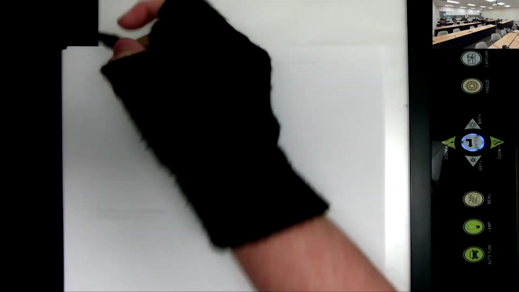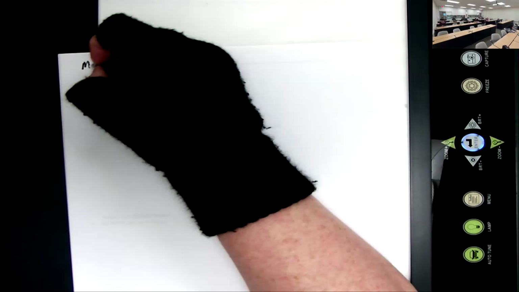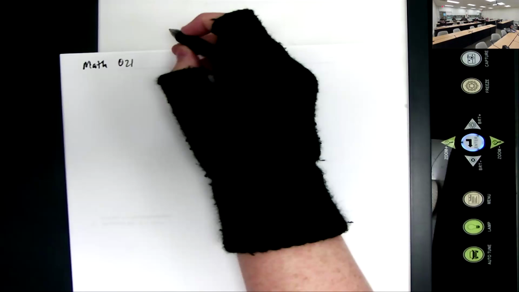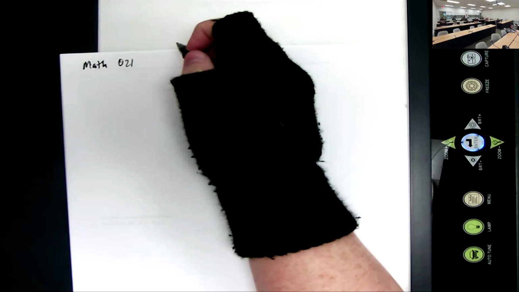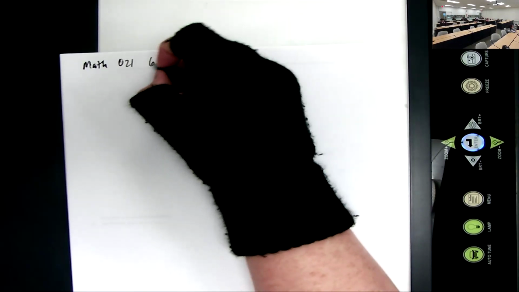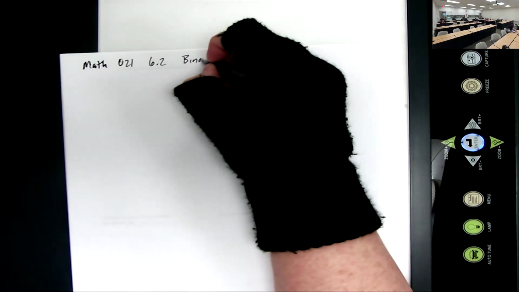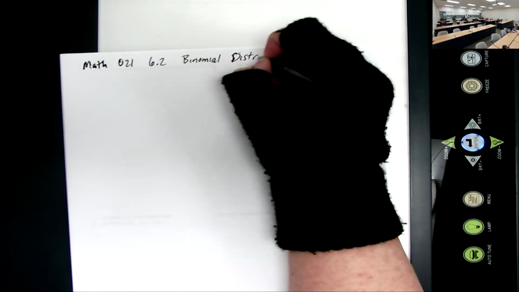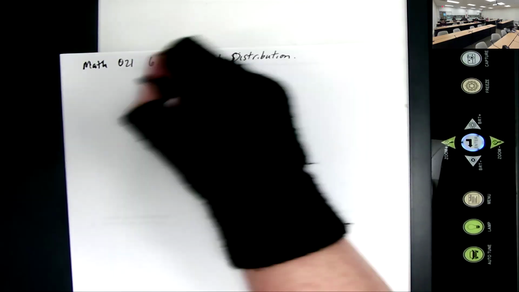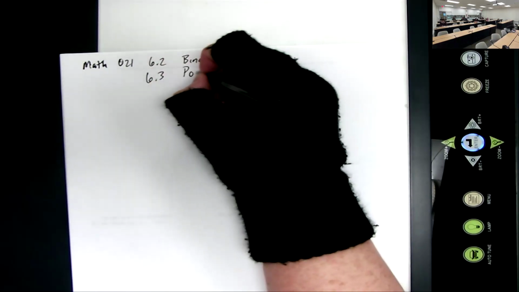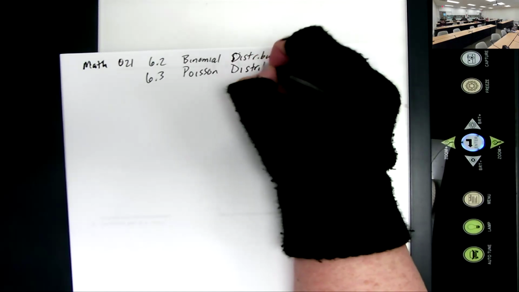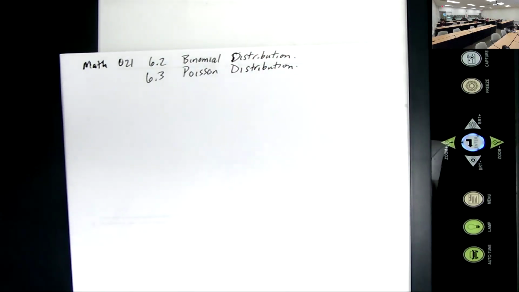Alright, 6.2 and 6.3. You're not gonna like 6.2, but then when you see 6.3, you're gonna go, 6.2 is not so bad. 6.2 is on the binomial distribution. And 6.3 is on something called the Poisson distribution. It looks like poison, but it's got an extra S in it. Some French do.